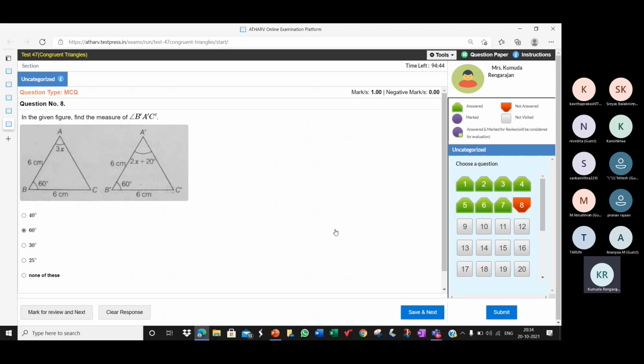Are the two triangles ABC and A dash B dash C dash congruent to each other? Yes, ma'am. What is the rule? SAS. They're congruent to each other. So angle A will be equal to angle A dash, CPCTC. Yes, ma'am.